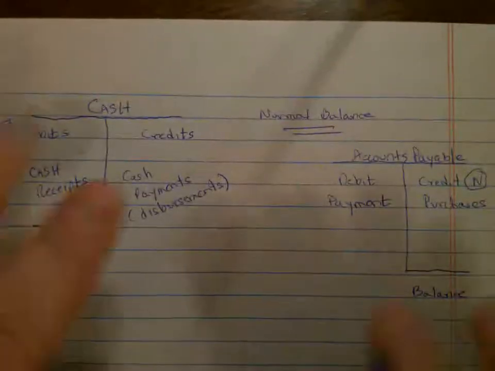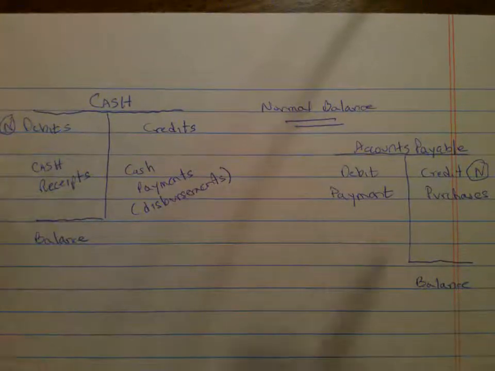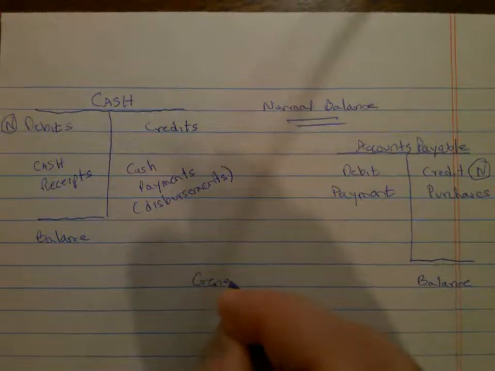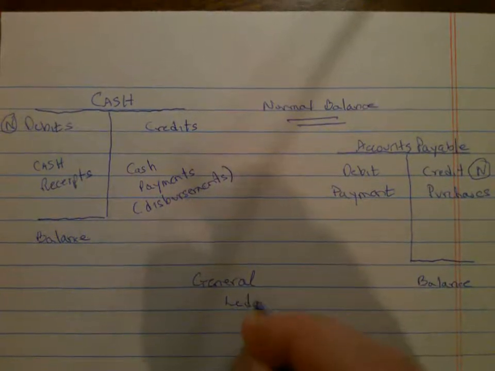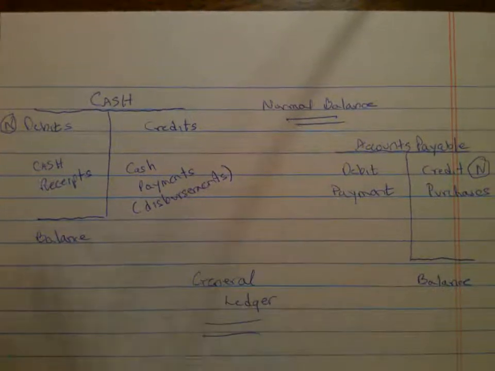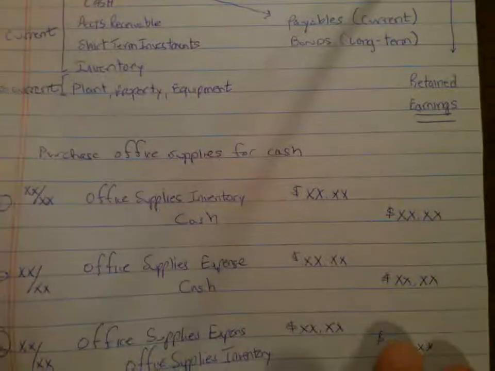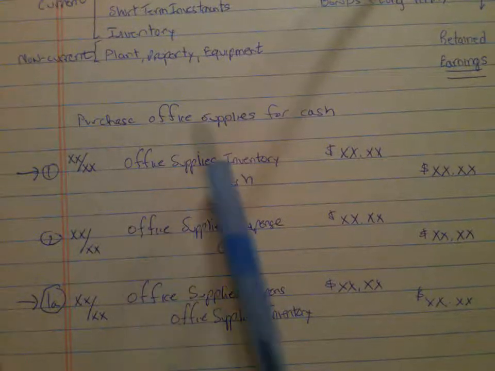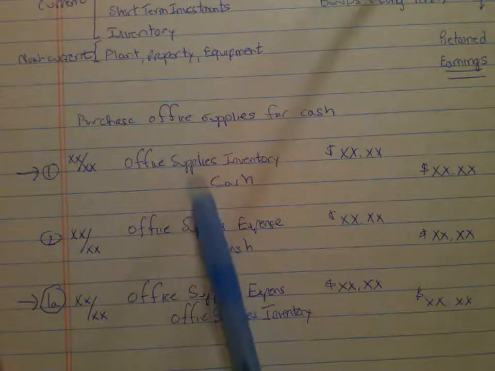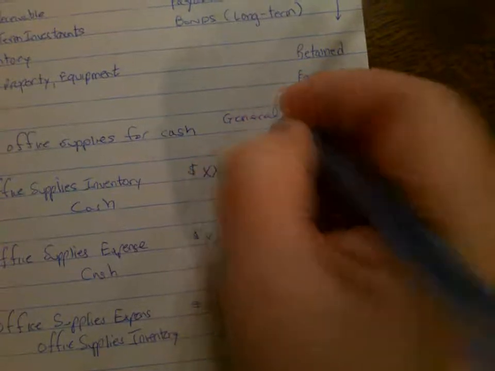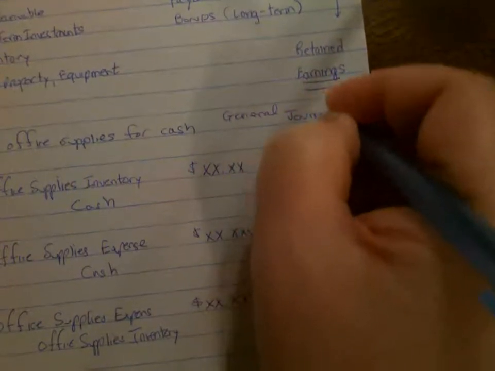And so the grouping of these accounts, okay, all of these T accounts, this is what's called the general ledger. So the entire collection of T accounts is what we refer to as the general ledger. Back on this side, when we're dealing with these journal entries, they go into what we call the book of original entry, or what we refer to as the general journal.